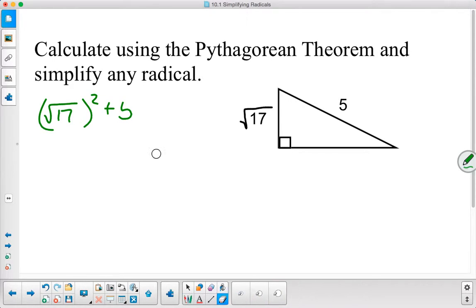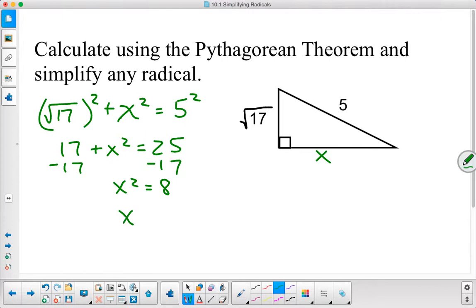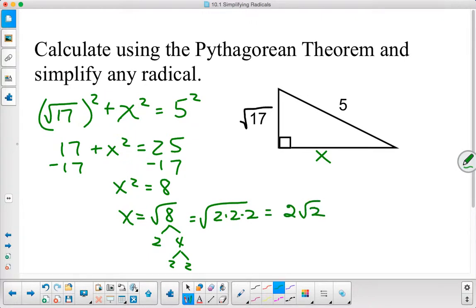Whoops. Well, 5 is the hypotenuse. So we're missing a leg here. Subtract the 17 from each side. Do your tree. Should be 2 times the square root of 2.